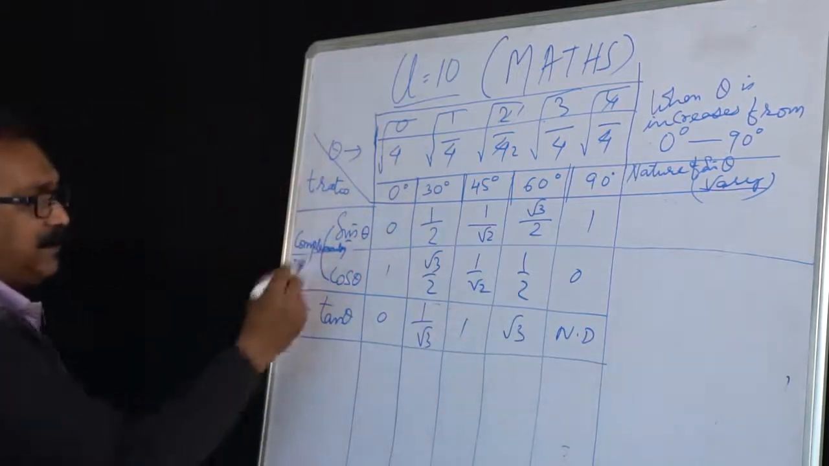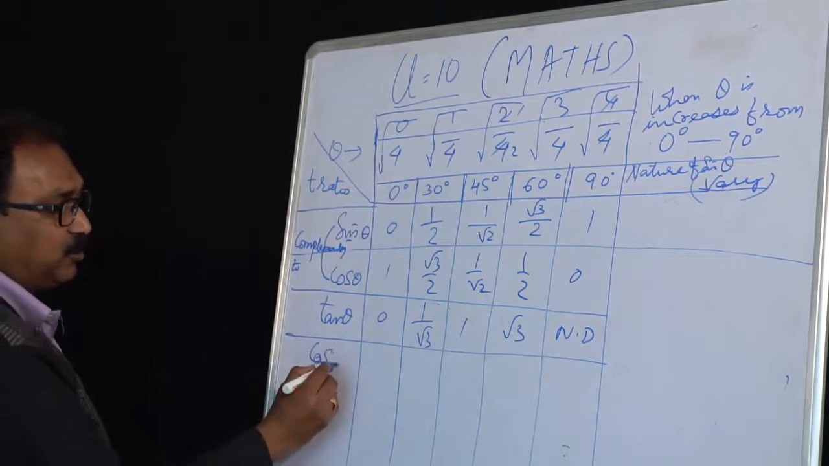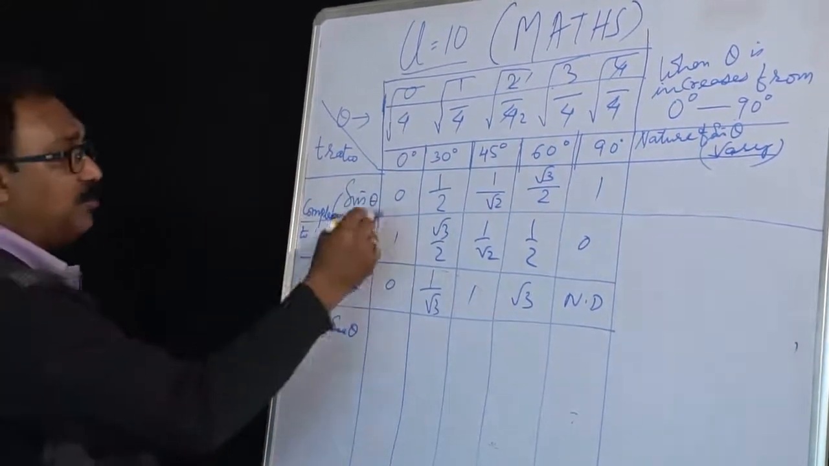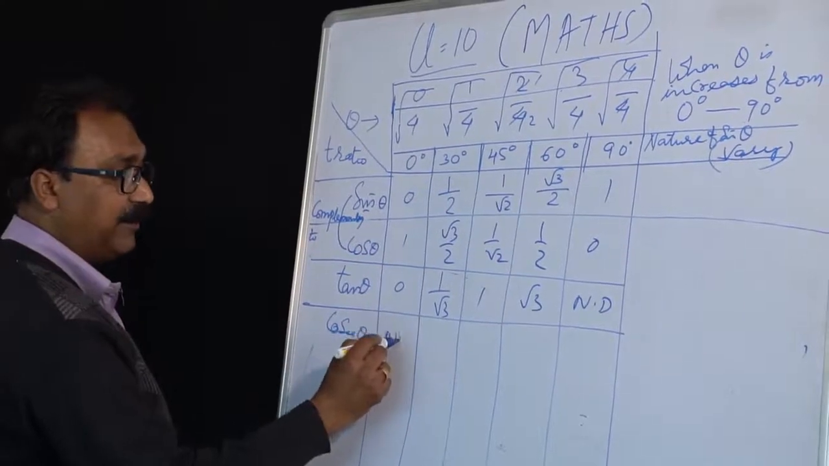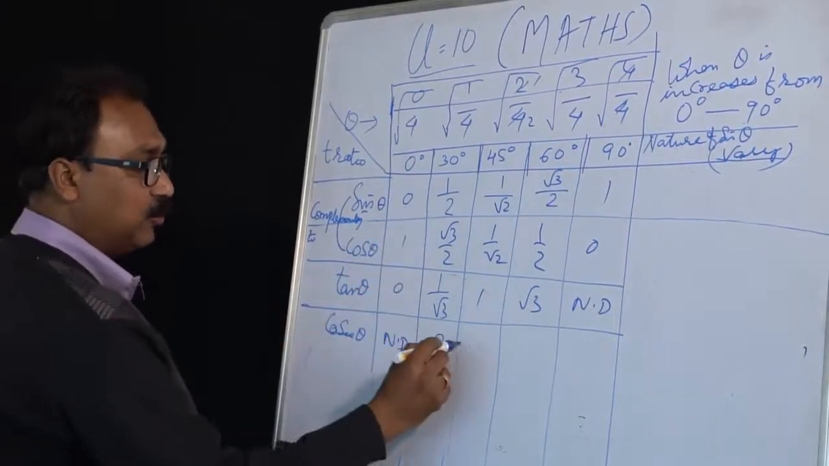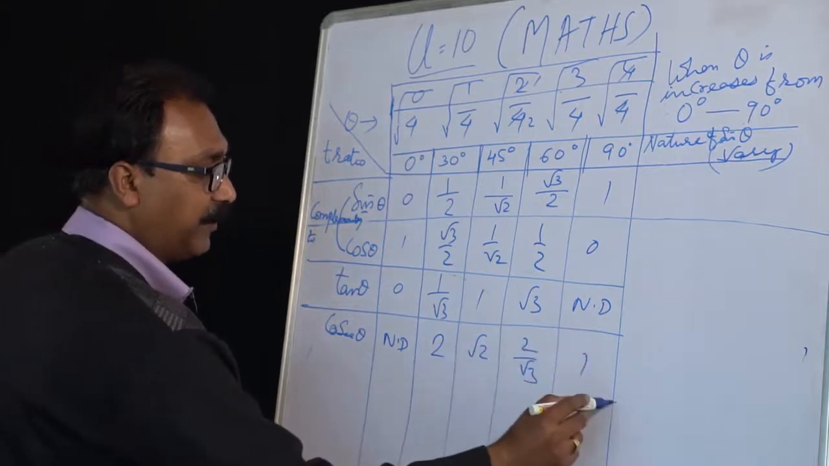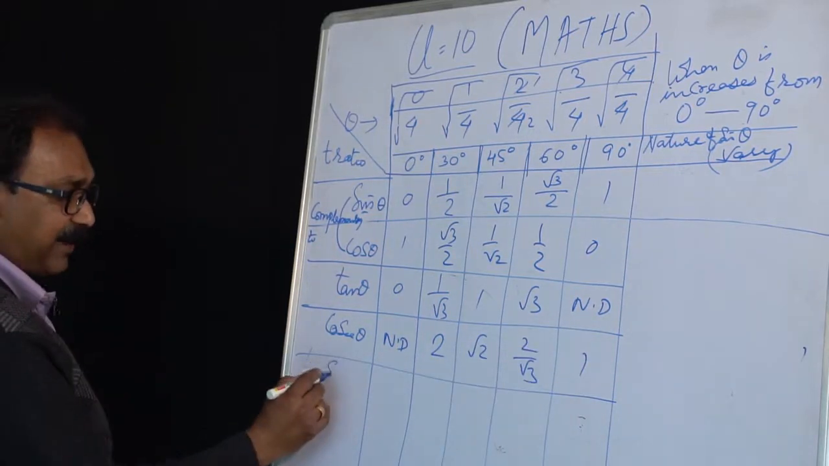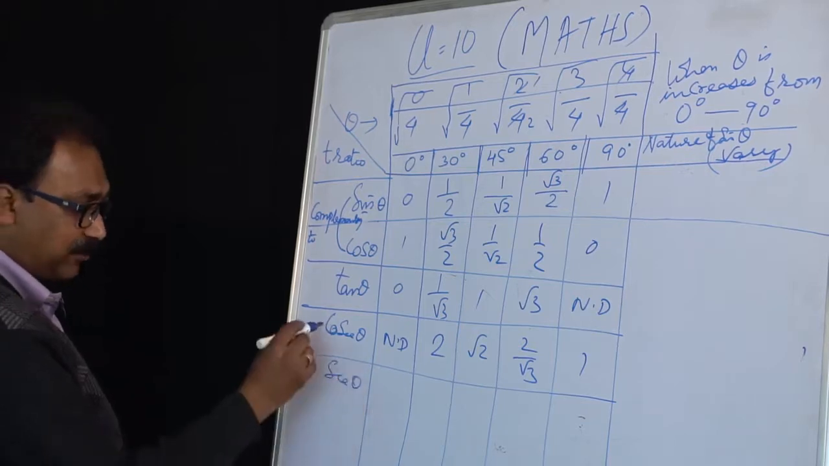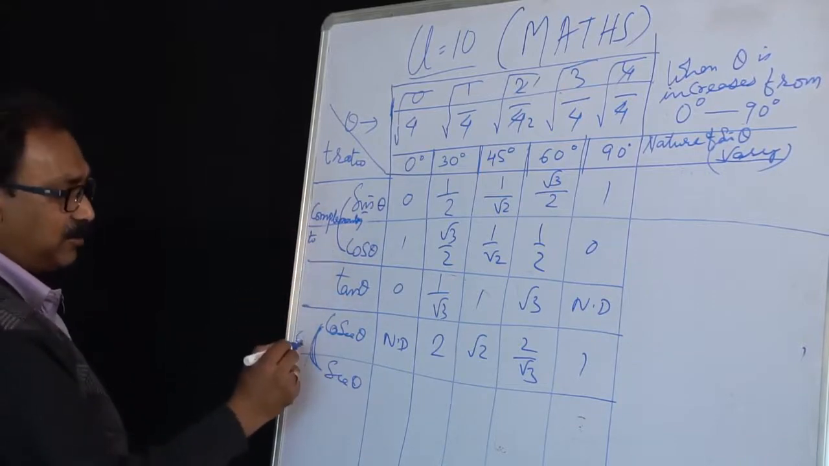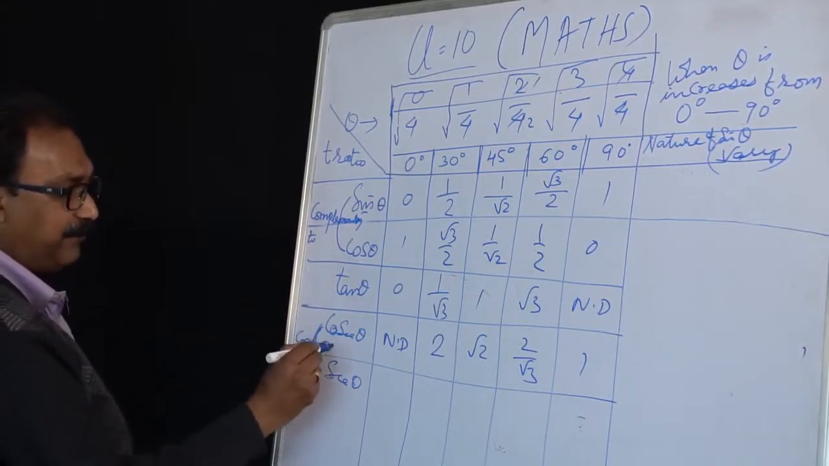Clear? Then cosec. Cosec theta is the reciprocal of sine, you already know. So 0 by 1 means 1 by 0, not defined. Then it is 2, root 2, 2 by root 3, 1 by 1 is 1. Now sec. Sec theta, they are also complementary. These two are also like sine and cos, they are also complementary, okay?